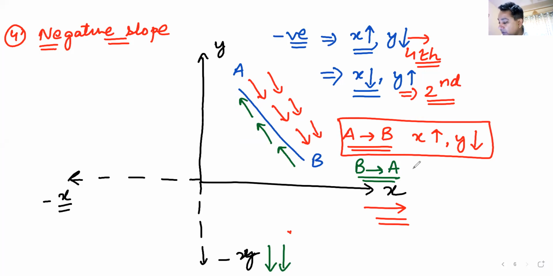Yes, Santosh, you are correct. X is decreasing, but the Y value is increasing when I am going from B to A. The X value is going like this, but the Y value is going like this. So Y is increasing, but X is decreasing.